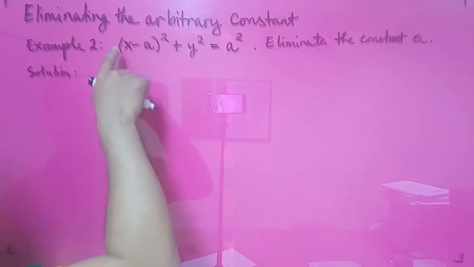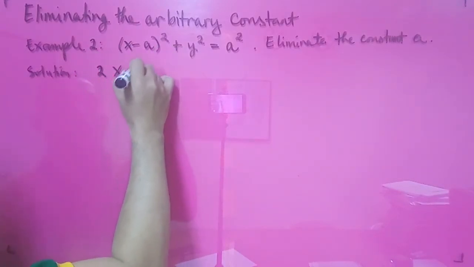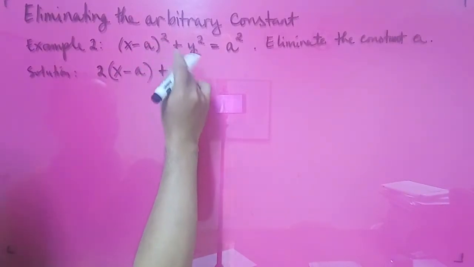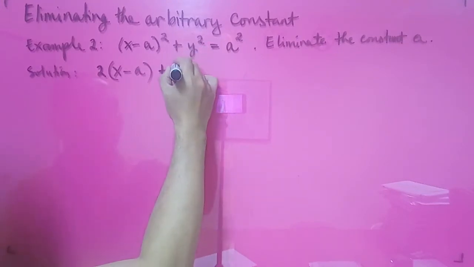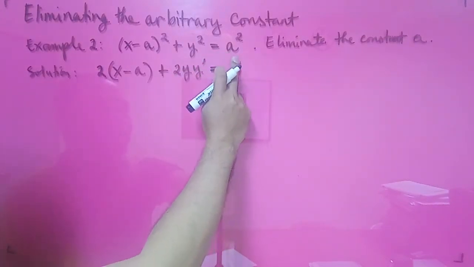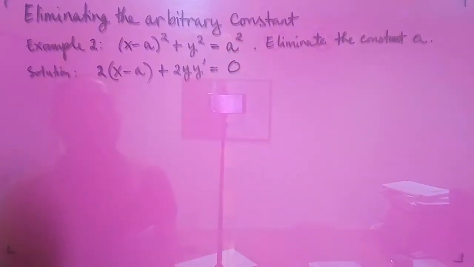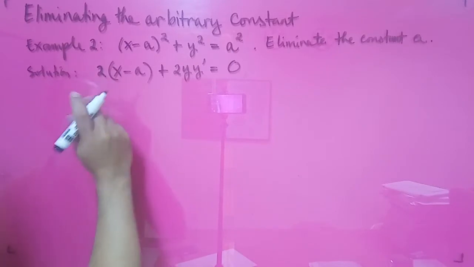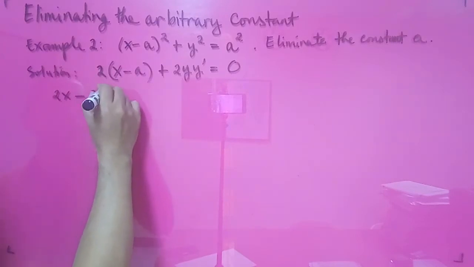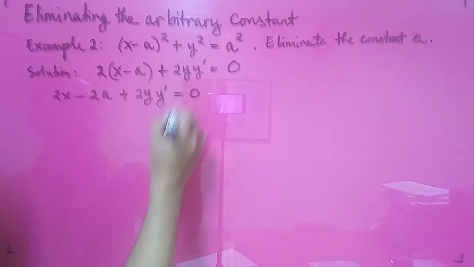So take the derivative of this part with respect to x. So you have 2(x - a)(2 - 1, that is 1), plus the derivative of y^2 equals 2y y', which is equivalent to the derivative of a^2, where a is constant, so this is equivalent to 0. And then you have to distribute 2, so 2 times x, that is 2x, minus 2 times a, that is 2a, plus 2y y' is equivalent to 0.